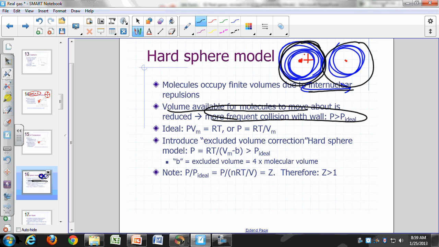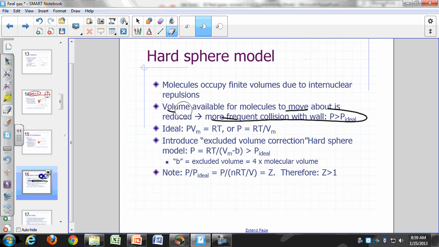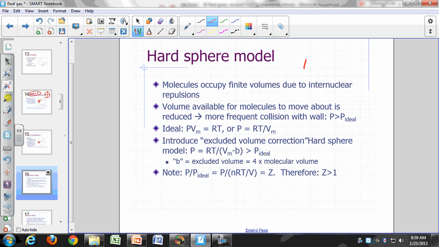Let's see how we can try to account for that mathematically. You can say pressure times the molar volume, where V sub m, the molar volume, is just V over n, equals RT. That's your ideal gas equation. So we can rewrite it: pressure is RT over V sub m.